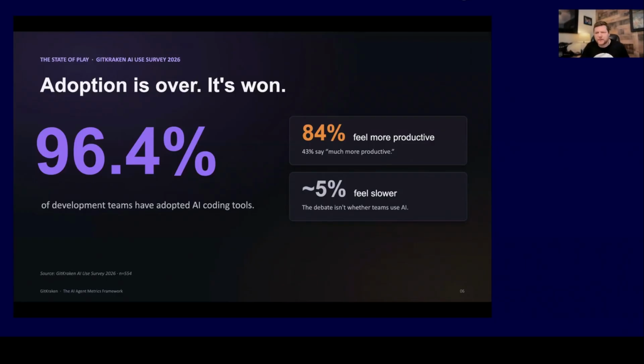But I want to pause there. Jeff, Stacia, from your perspective, what do these numbers mean to you? What are you guys seeing?